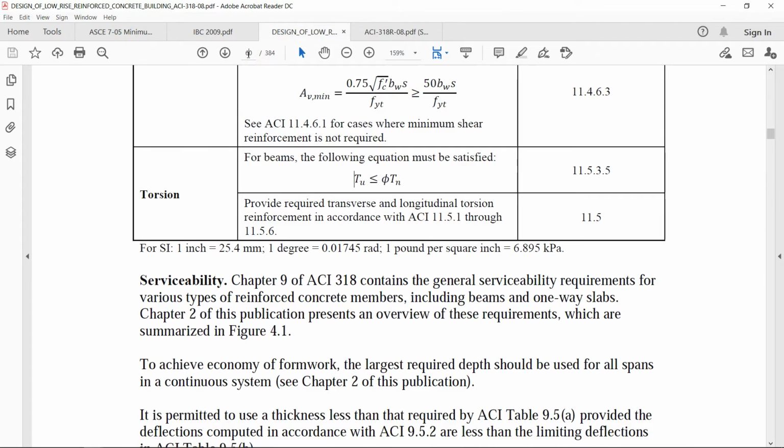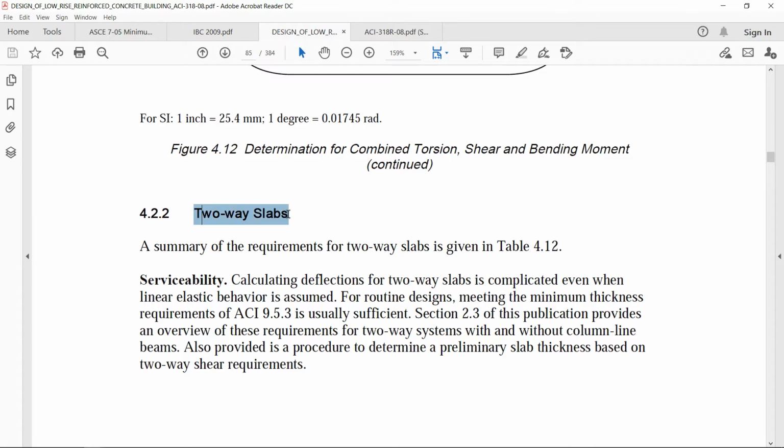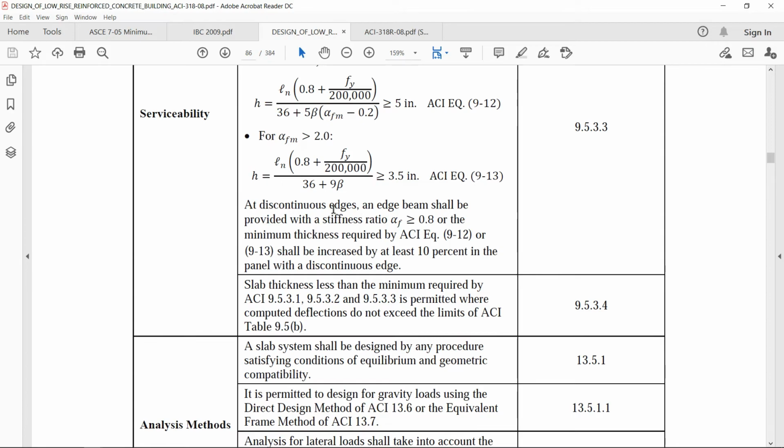Similar provisions are there for the slabs. Of course, the conditions are very similar to the slabs, no need to repeat, and for the columns also. My emphasis, what I want to make you understand, is that if you are designing a structure in SDC B or A, then you have to follow these requirements.